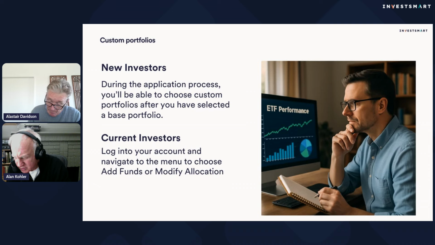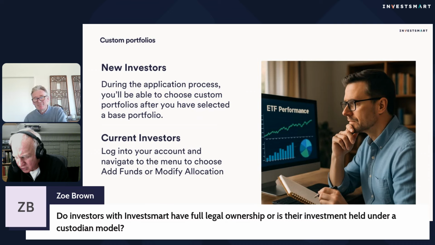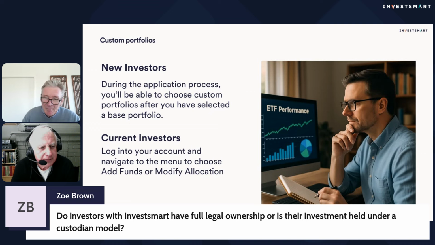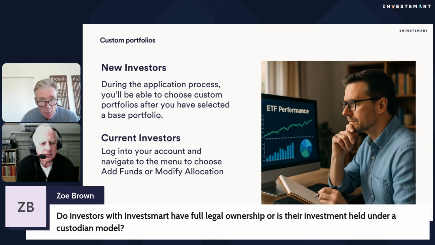Zoe Brown says, do investors with InvestSMART have full legal ownership, or is their investment held under a custodian model? Zoe, thanks for this question. You have full legal ownership. So we use a HIN model. For those of you that don't quite understand how the ASX works, there are 2 ways you can hold shares in ETFs. One is under an SRN number, a share registered number. So that's where you own the shares in your own name with your address, but you've got a unique number.